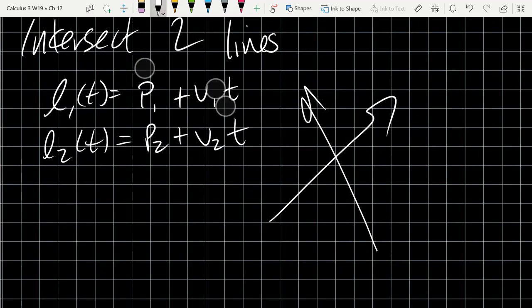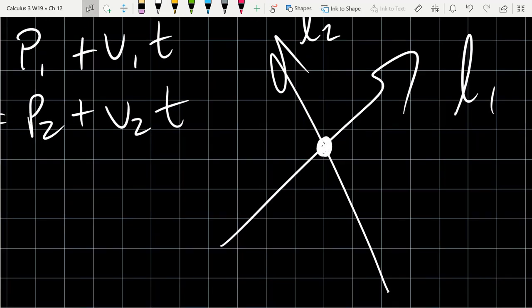Maybe that'll be L1, and the other line will be L2. I want to find a point in common. Now that point is going to have a t value. However, the t value for line one may not be the same as the t value for line two where they're touching. So that's where it gets a little bit tricky.